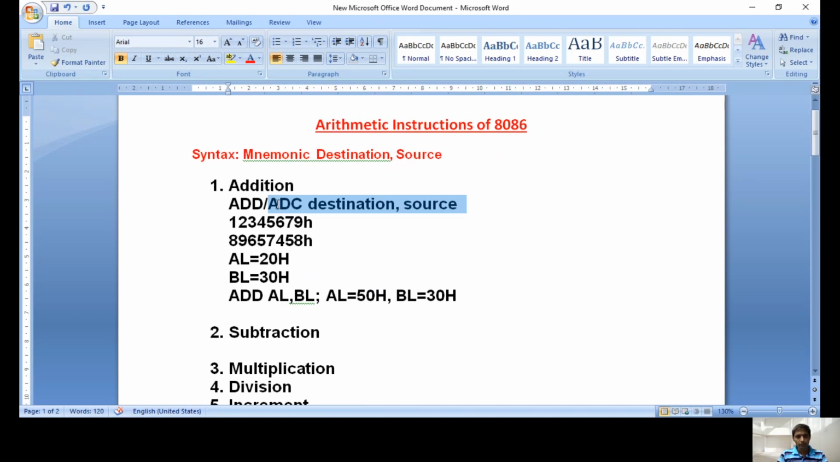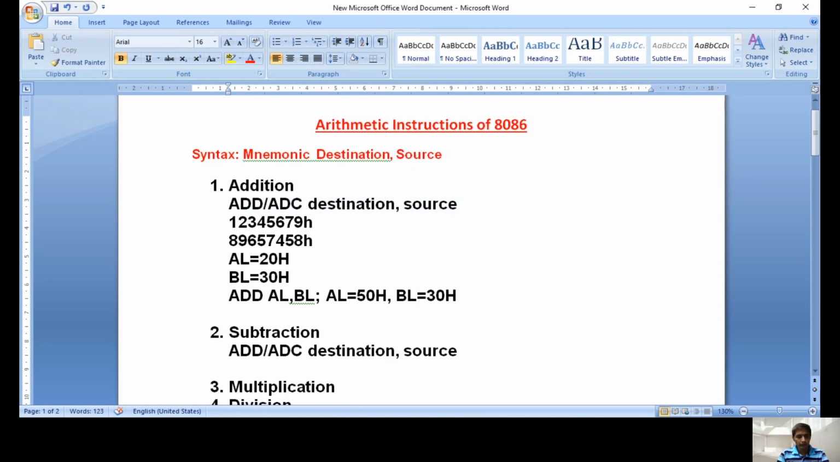So only the syntax is changing. Here, instead of ADD, we are writing subtract, SUB.